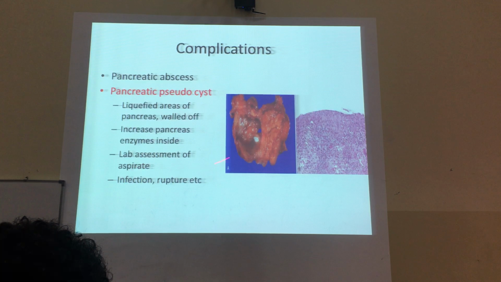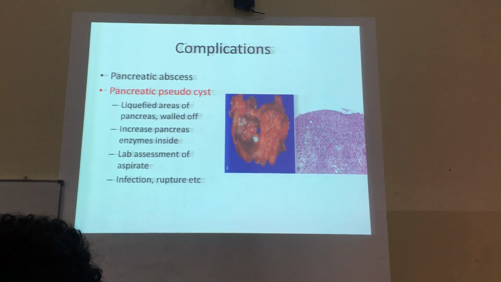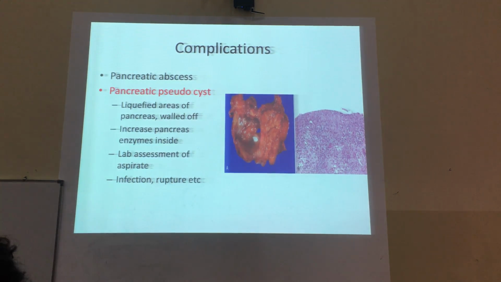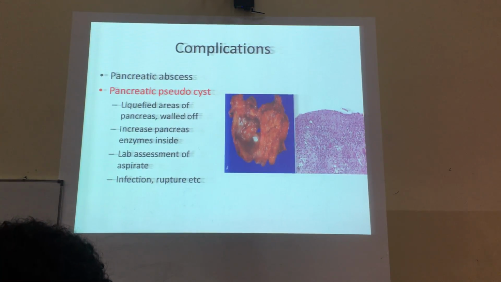So lab assessment of the aspirate from this pseudocyst can be helpful, and we may find a lot of infection. Sometimes this pseudocyst can rupture and leak enzymes and hemorrhage into the peritoneum, into the abdominal cavity, causing severe peritonitis. Okay?